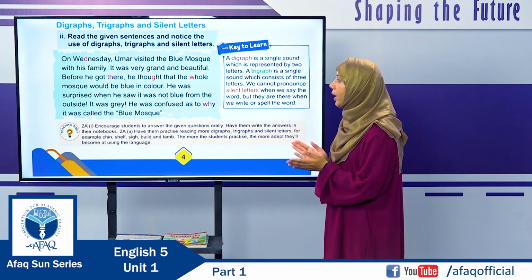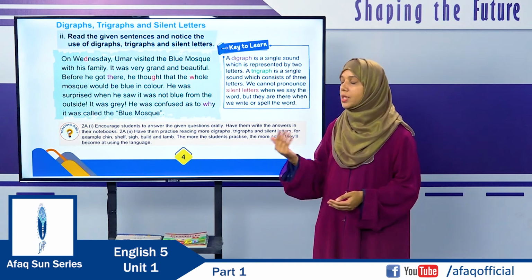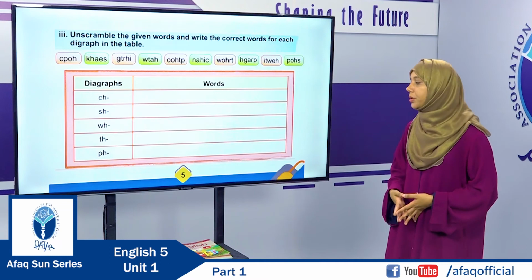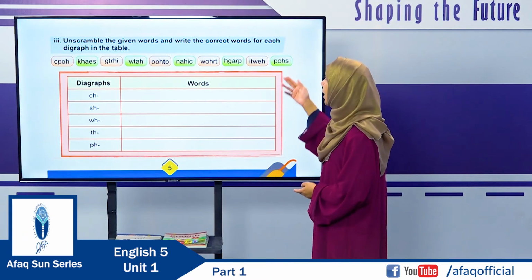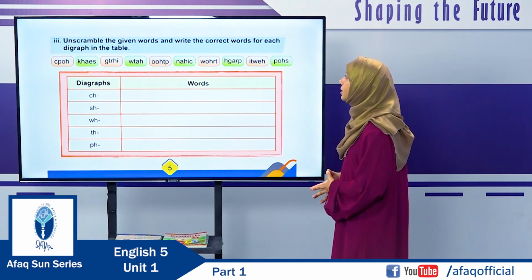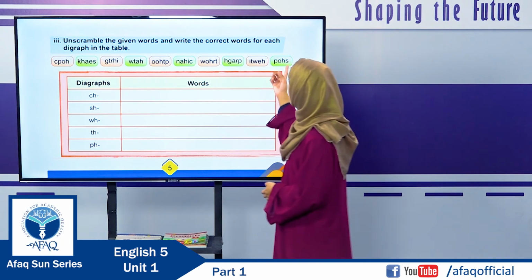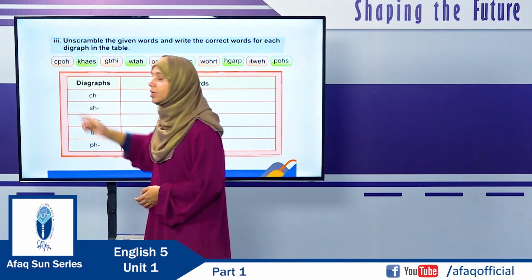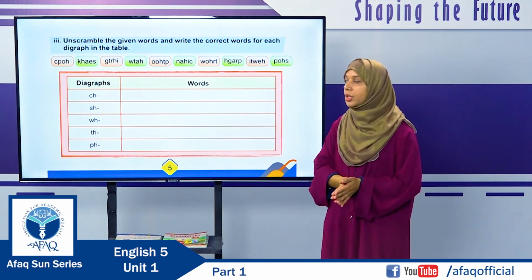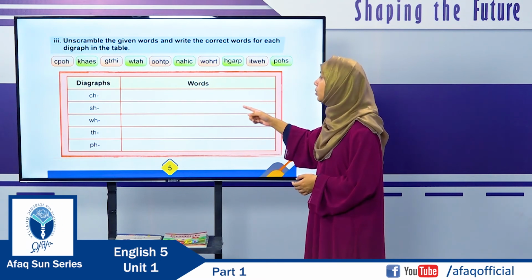So in this paragraph, we learned about the use of digraphs and silent letters. Let's move to our next activity now. Turn to page number 5 of your textbook. Very good. On this page of your textbook, we have an activity in which you have to unscramble the given words and write the correct words for each digraph in the table. Alright, so these are actually words that have been scrambled, and each one of them has a digraph in them. So you have to unscramble them and then write them in the correct column.